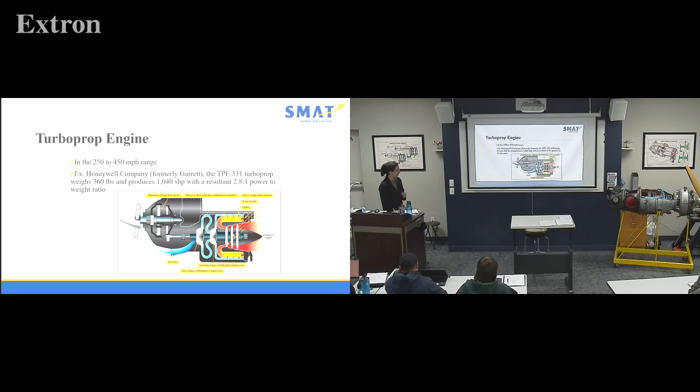Honeywell, formerly known as Garrett, and I'll probably slip up and refer to them as Garrett. But Honeywell has the TPE331 turboprop, weighs 360 pounds, and produces 1,040 shaft horsepower, and has a 2.8 to 1 power to weight ratio.